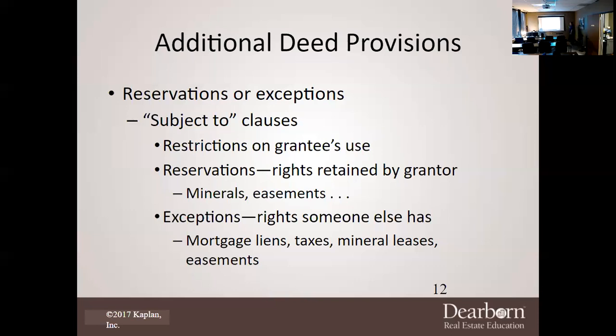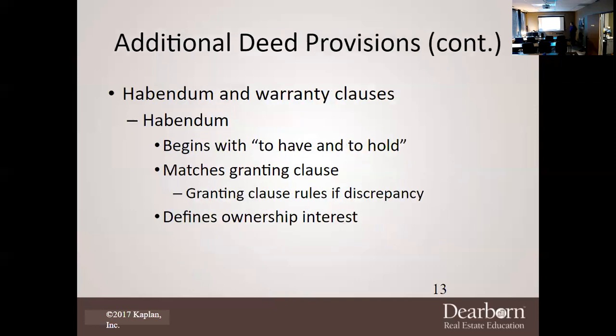But again, these are restrictions that can be placed by Travis on the grantees. Whoever purchases it, there can be restrictions. There also can be reservations. Travis may say, shoot, I got 100 acres in Texas, I'm keeping the minerals. That can be a reservation, so it's retained by the grantor. And there also can be exceptions, which are rights that someone else has, such as mortgage liens, taxes, mineral leases, and easements.